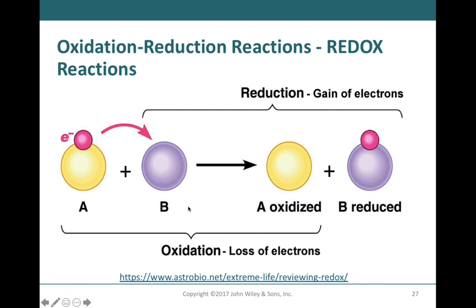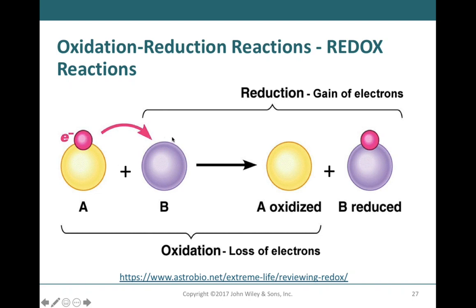So in the example here, we have two molecules. We have molecule A, or atom A, and we have atom B. And you can see that atom A has this electron, which means that it is reduced. So this is a reduced molecule here, and this is an oxidized molecule because it doesn't have any electrons. And through this redox reaction, as we progress, we're going to transfer this electron from A to B.